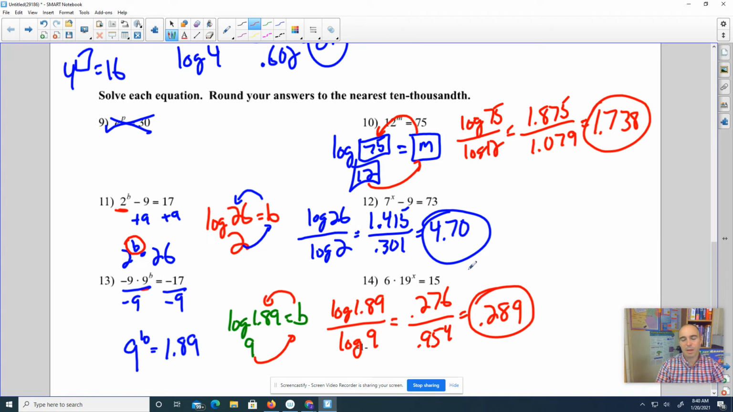Well, because I did all the math. But the other reason I think this is right is because I know 9 to the 0 power is equal to 1. 9 to the second power is equal to 81. So I know that it's going to be between 0 and 1, and it is. So that's why I'm very confident with that answer.